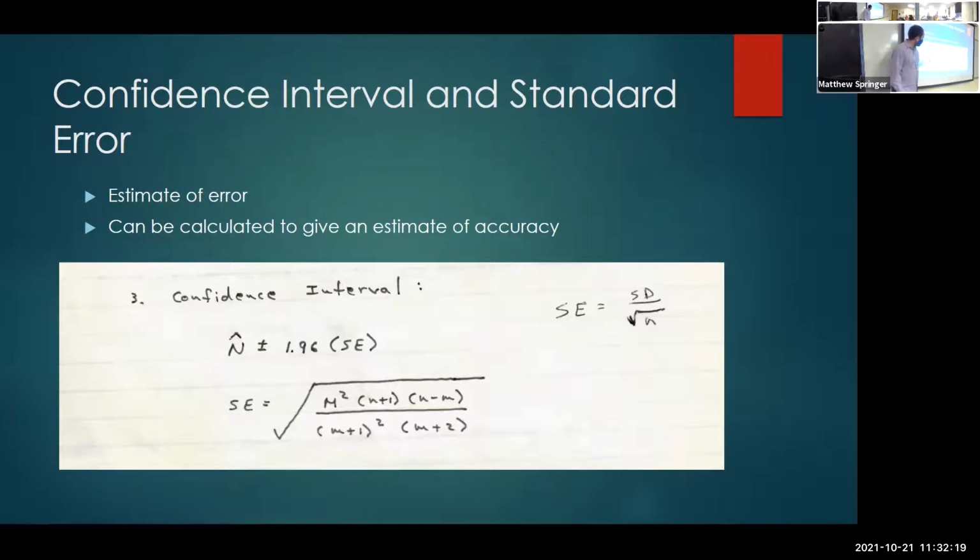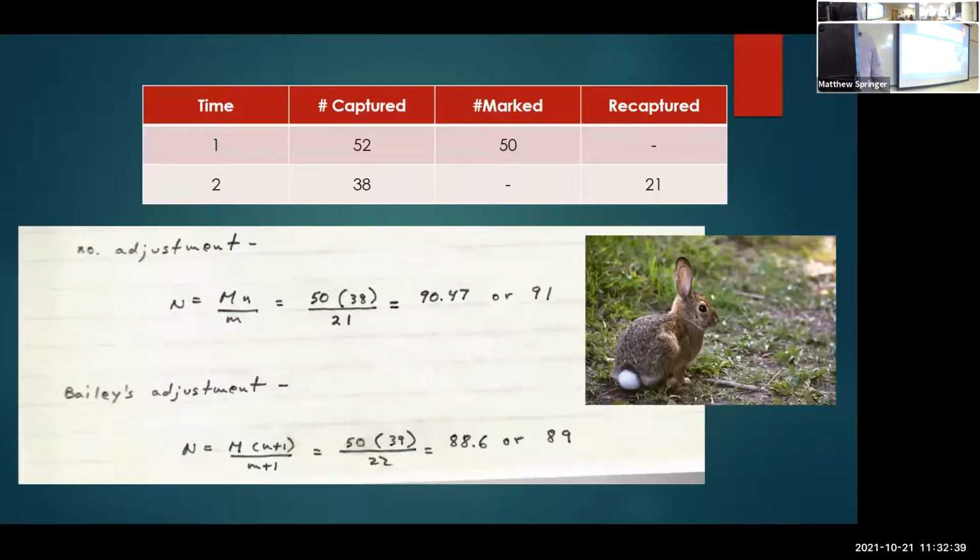So N hat plus or minus, so you're getting an upper and a lower limit of your population based on your error in your estimate. So it's 1.96. We're going to walk through an example of this. If you follow that, it gets really confusing very quickly. All right, so we'll walk through it.